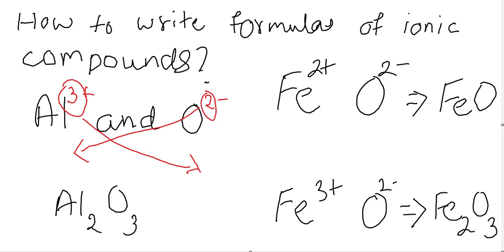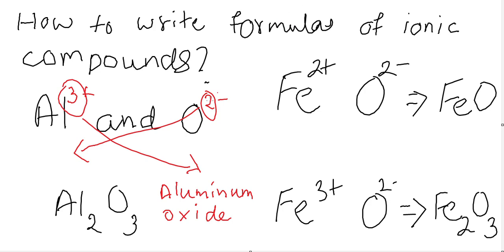All right. Finally, how to name these compounds. Aluminum and oxygen coming together give us aluminum. We keep the name of the original metal. The first one is always a metal. Aluminum, and the second one, the non-metal part, becomes oxide. Oxygen becomes oxide. What about these two on the right, FeO and Fe2O3?